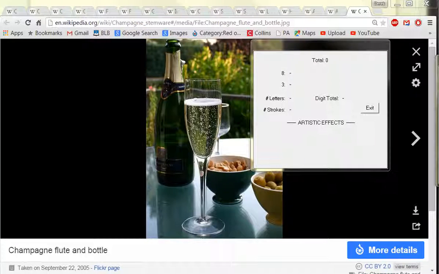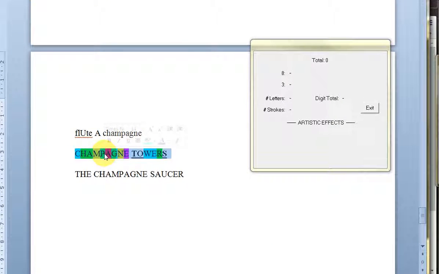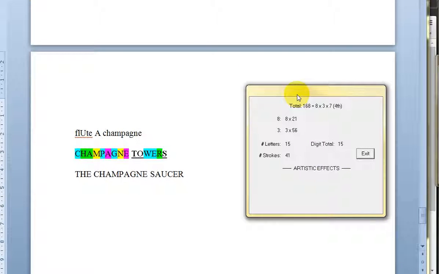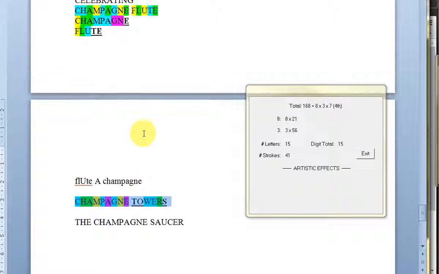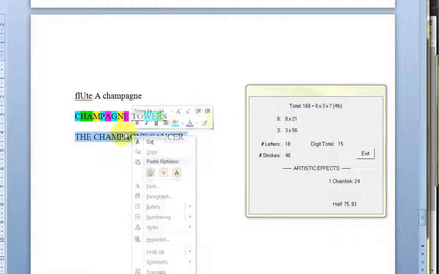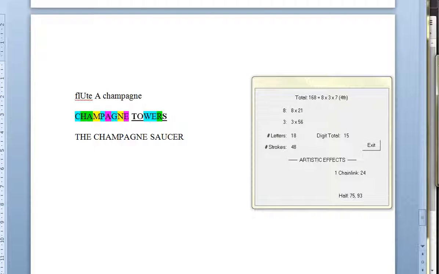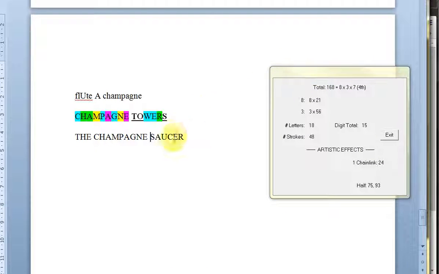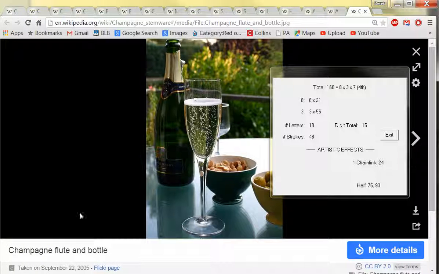All right, we're back solving wine terms, and we just finished solving champagne towers and finding the three loves in there, plus the bonus 6 points. Sweet. And the champagne saucer equals the same thing, God is sovereign. Awesome. Okay, so we are solving wine terms today. It's wine world day today.